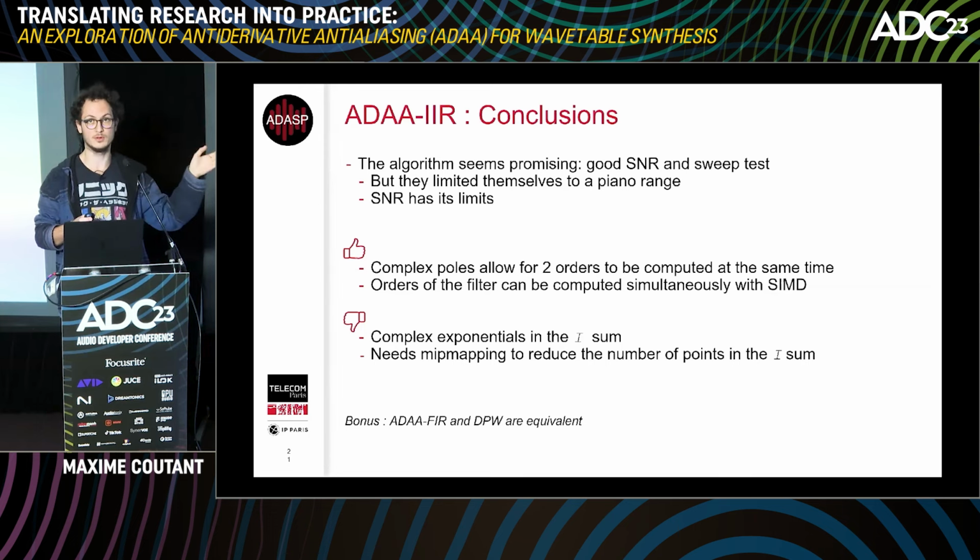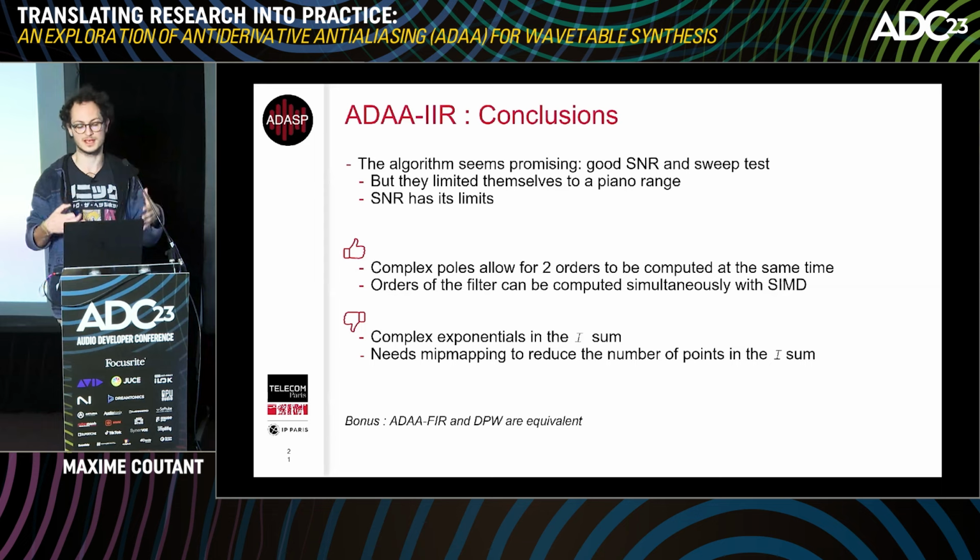A few good points that we can identify. First, using complex poles, the way it's used, allows us to easily compute two orders of the filter at the same time. And the second thing, and sorry Stefano for that, but it's really important, really interesting for this algorithm, is that we can use SIMD to compute several orders at the same time. And so we can expect to compute a lot of orders of the filter for kind of the same cost.